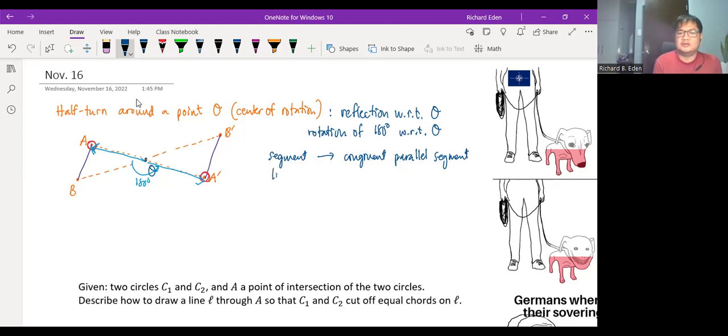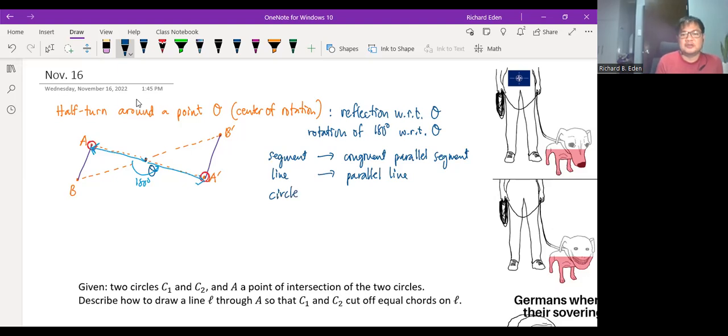And then as for a line, when we do a half turn, it doesn't matter where the center of the half turn is, it may or may not be on the line. The corresponding image is still going to be a line, and in fact, a parallel line. So a half turn is a transformation which preserves parallelism. In fact, translations also do that. When you look at a segment and then you translate it, what you get is a segment which is also parallel. How about a circle?